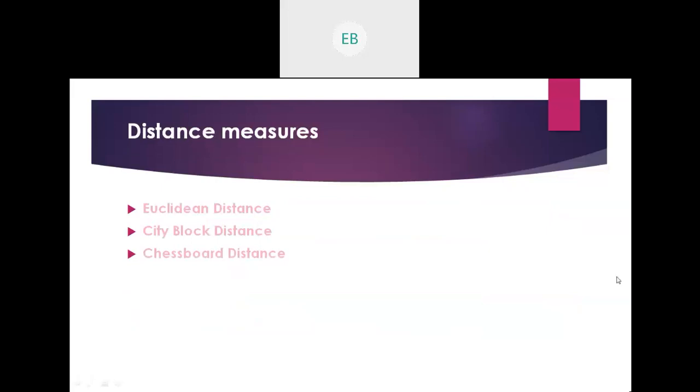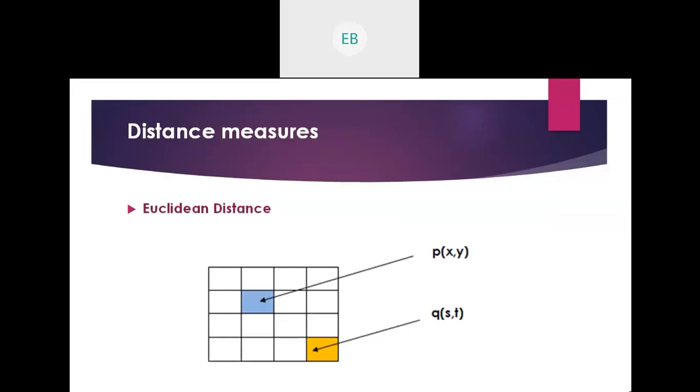Again, we discussed distance measures. We have three types. First is the Euclidean distance, then the second type is the city block distance, and the third type is the chessboard distance. All these three distance measures have three different formulas. Going on to Euclidean distance, I am continuing with the same topic, so I'm giving you a follow-up.